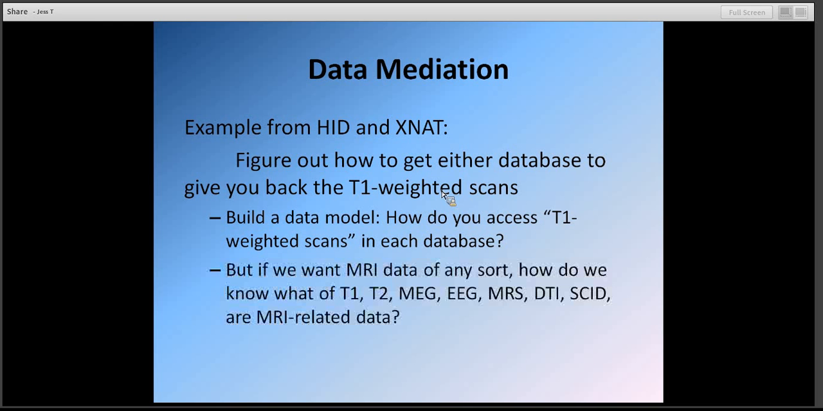But of course, you say, well, I actually want to know, this is the kind of problem that the Neuroscience Information Framework wants to deal with. We want to find any MRI data that might be in databases, and then we need to know, okay, well, some of the T1 weighted, T2 weighted, MEG data, EEG data, MRS data, DTI, SCID information, what if these are actually MRI related data? And that, of course, leads to wanting to know the semantic information and the link to ontologies.